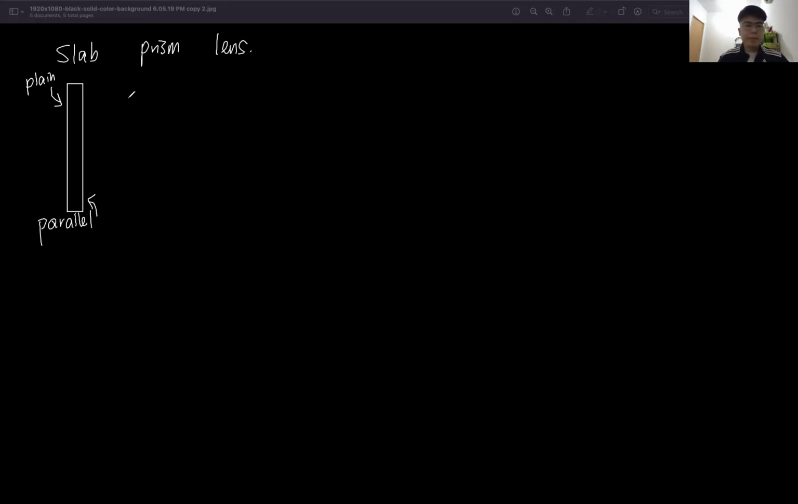Now, how about a prism? How is it different from a slab? Okay, a prism comes in many forms, right? So let's take the normal one, the triangular prism. Also transparent glass, and you can see the reflecting surface is also flat, right? Here, here, and here. But the two reflecting surfaces are not parallel to each other. This one is sloping, this one is sloping also, not parallel.